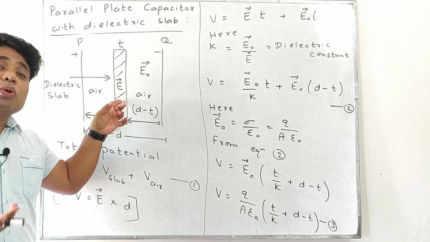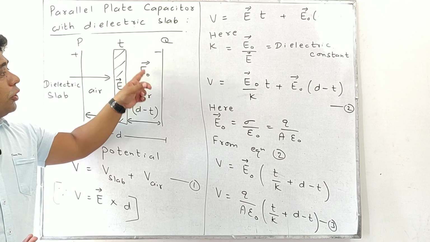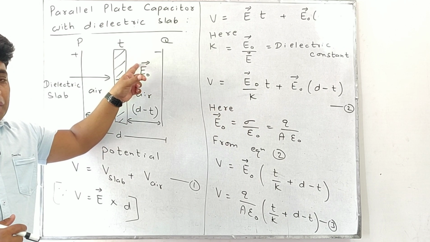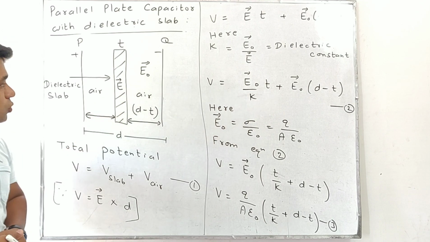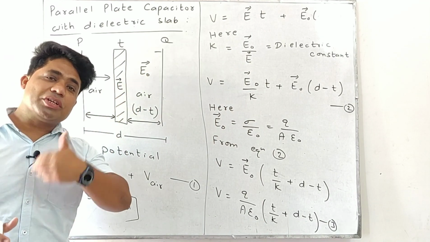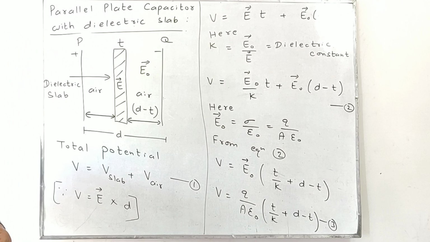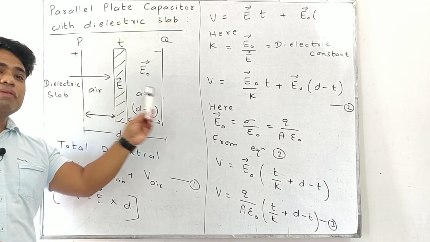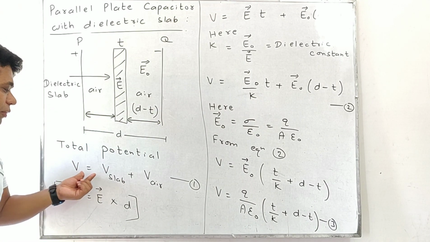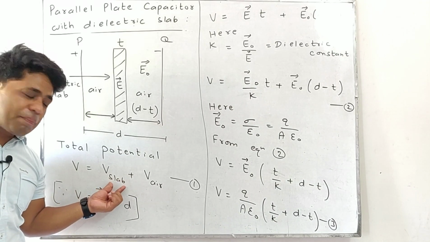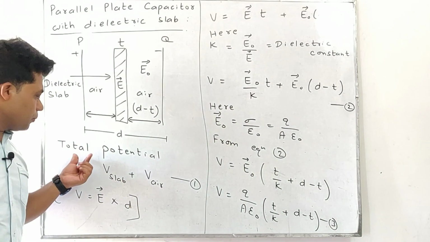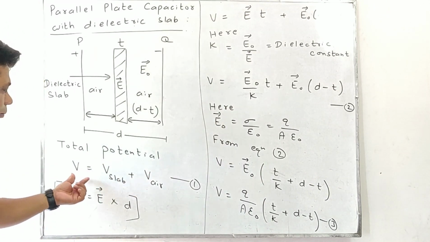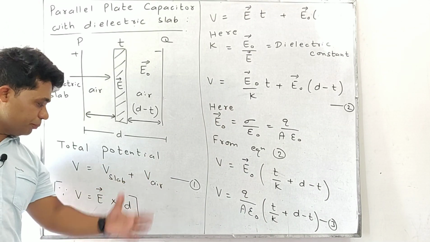So there will produce two types of electric field. E naught vector is the electric field of air and E vector is the electric field produced by dielectric. So two electric fields will generate two types of potential. So what should be total potential between the plates? Total potential will equal potential of slab plus potential of air.